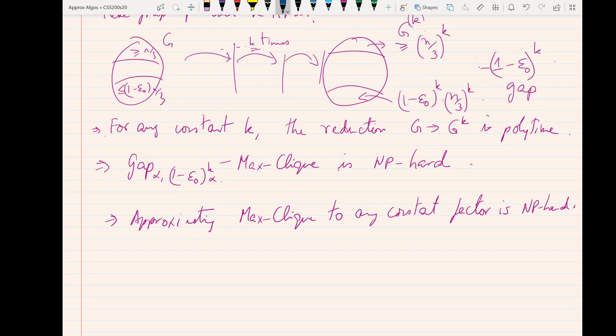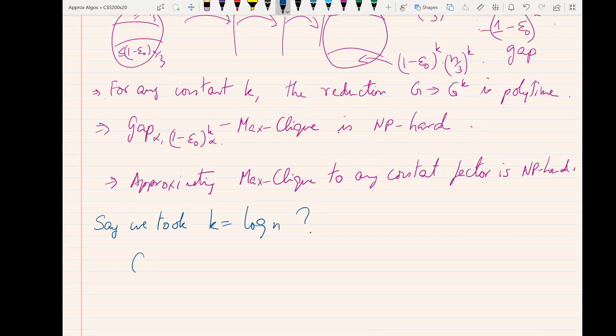Now what would have happened if we had done this reduction a non-polynomial number of times? Say we had taken k to be some log n times. Let me forget the order over here. Then what would happen? Well, the G raised to k instance would have size n raised to log n, right? On the other hand, we would get 1 minus epsilon 0 raised to log n.